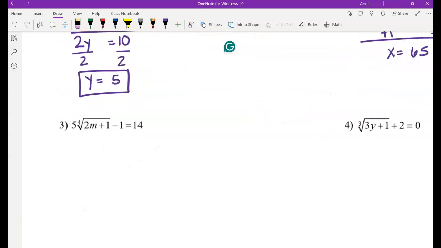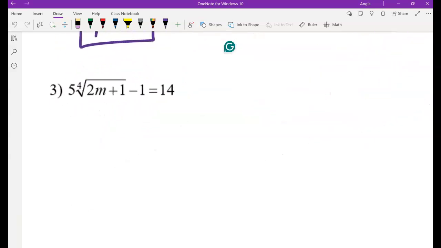Now, fourth root, okay? That's an even root. So if we isolate the radical and it equals a negative, then you can go straight to no solution. But let's try to isolate it first. So this one's read 5 times the fourth root of 2m plus 1, minus 1 on the outside, equals 14. So guys, you isolate it normally.